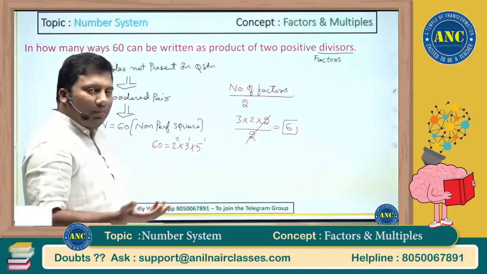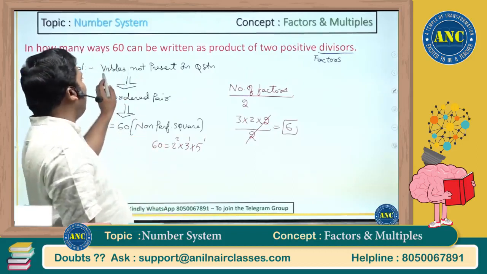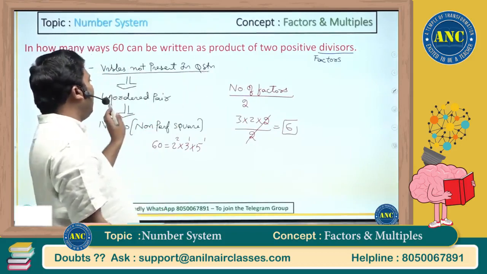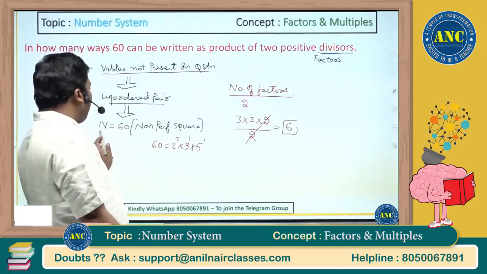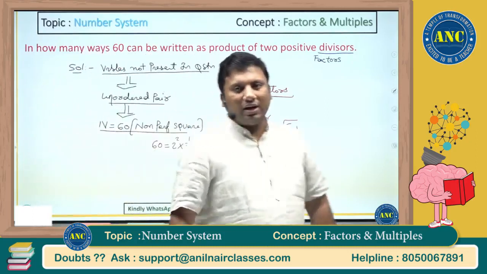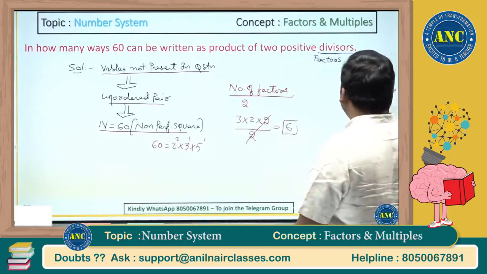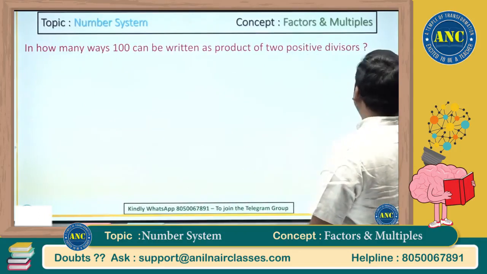In how many ways can 60 be written as a product of two positive divisors? Divisors are nothing but factors. Factor is a positive natural number. So variables are not present in the question. It is an unordered pair and the number is a non-perfect square. If the number is a non-perfect square in unordered pair, answer will be the number of factors divided by 2.